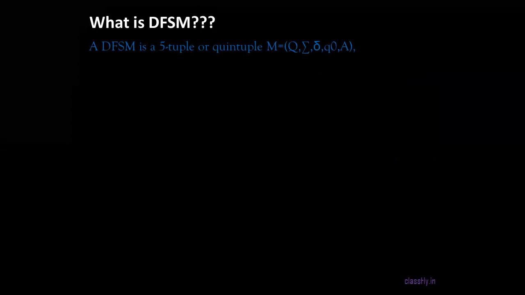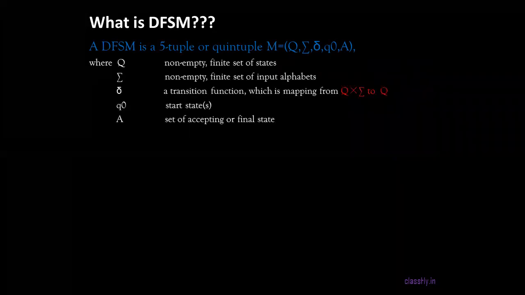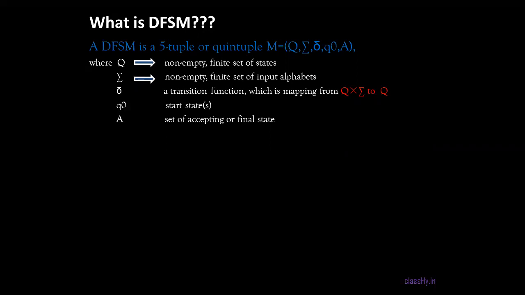M equals (Q, Σ, δ, q0, A), where Q defines a non-empty finite set of states, Σ defines a non-empty finite set of input alphabets, δ defines a transition function which is a mapping from Q × Σ to Q. q0 defines the start state, which is also indicated by lowercase letter s. A defines the set of accepting or final states.